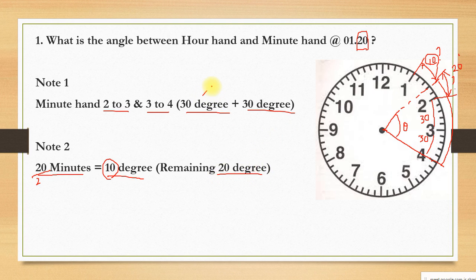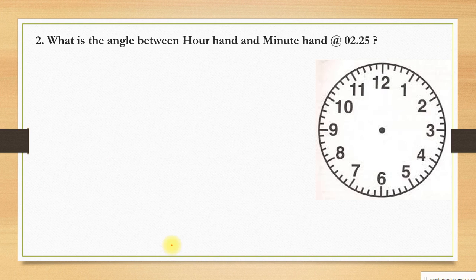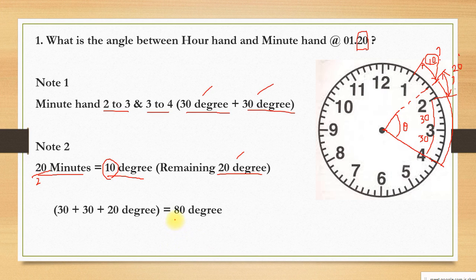So already I have 30 degrees plus 20 degrees. So the answer would be 80 degrees. Okay, I hope you understood this particular problem.